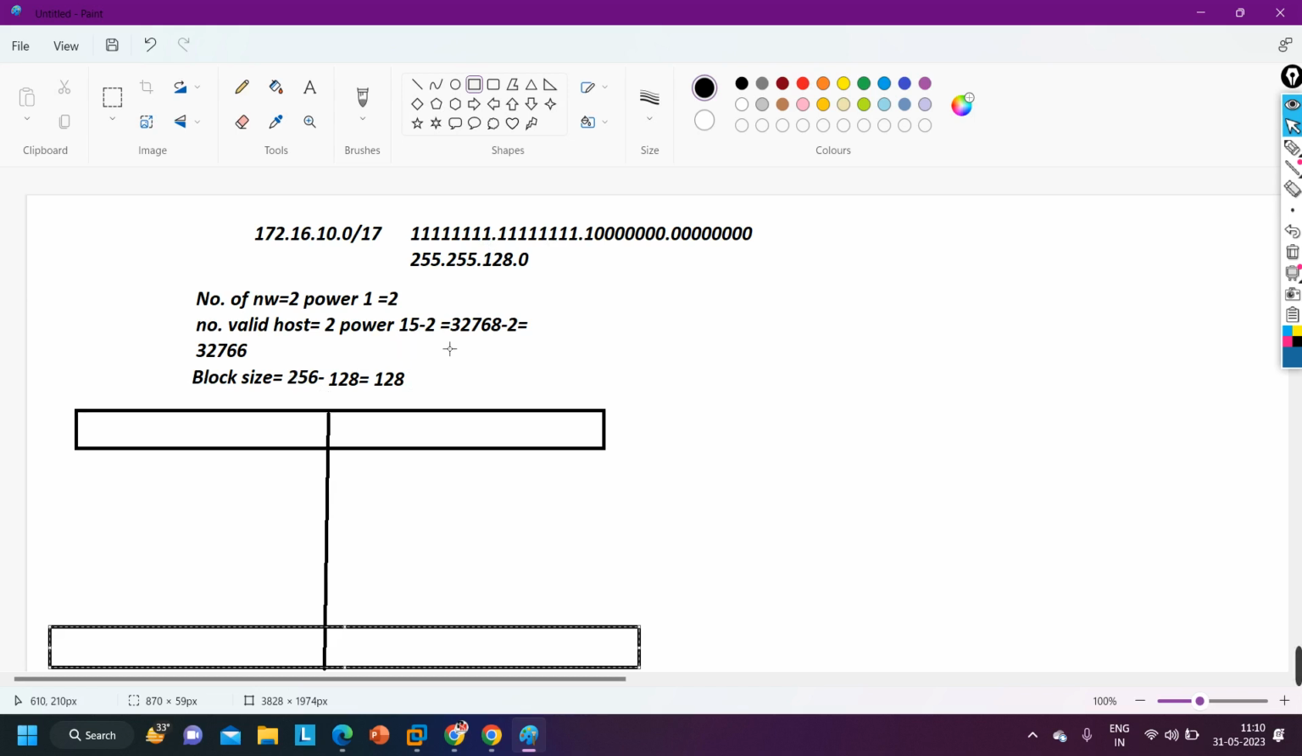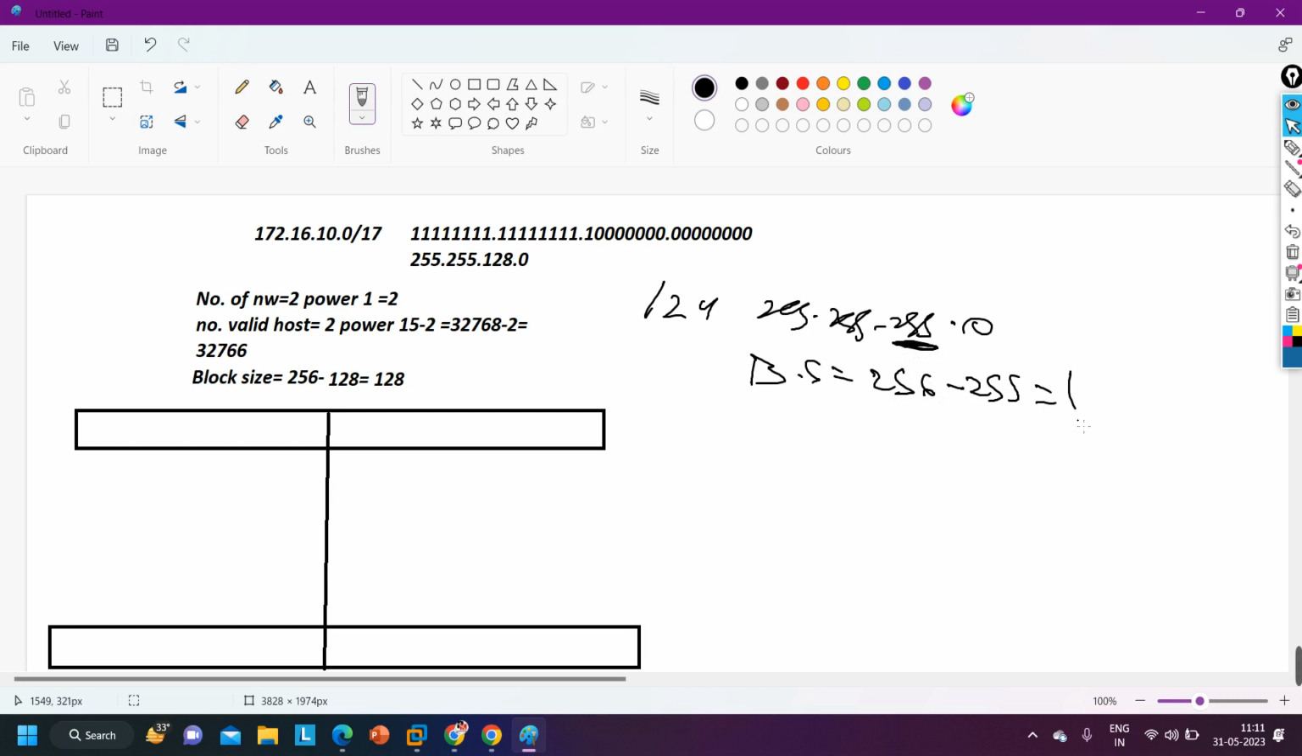Okay. If instead of /17 there's /24, then which will be the last octet? If I am talking about /24, the subnet mask will be 255.255.255.0. Yes or no? So block size will be what? 256 minus the subnet mask of the last octet. So this one is the last octet, it will be 255. Block size will be what? 1. Getting my point?